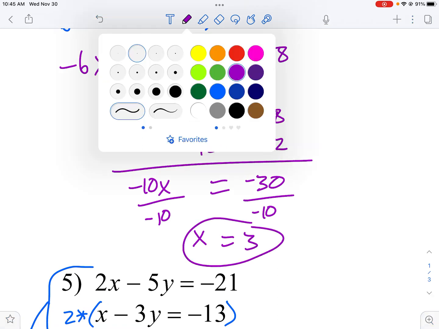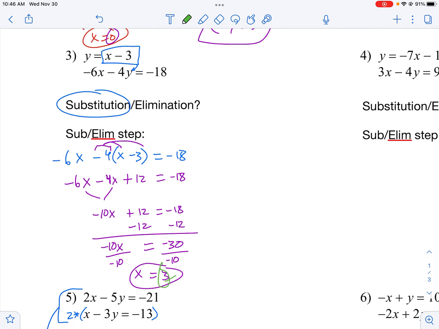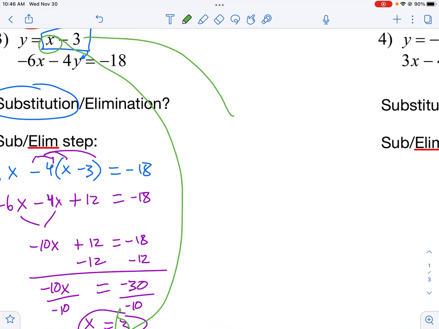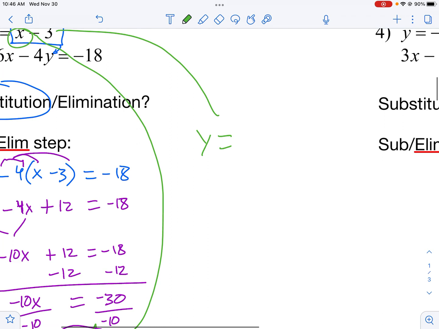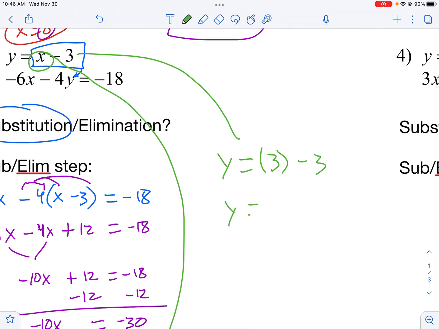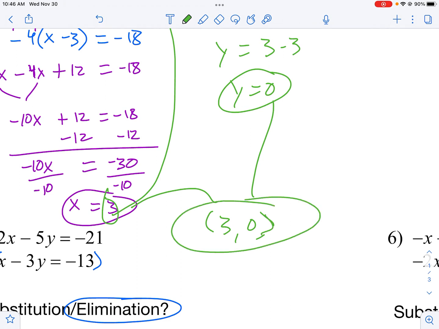Hooray! Now that I have my x value, I'm going to plug it into one of my equations. I see that this one is probably the easier one to plug into, just because it says y equals everything else already. So I'm going to put y equals, my x value was 3, and then it's got minus 3 on it. So I get y equals 3 minus 3, which is 0. So now I got my y value and my x value. I'm going to put them together to write out my answer of 3, 0. There we go.